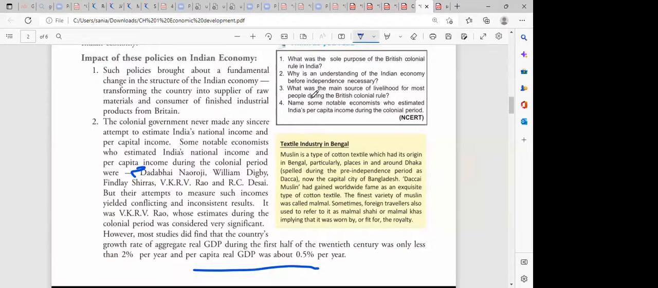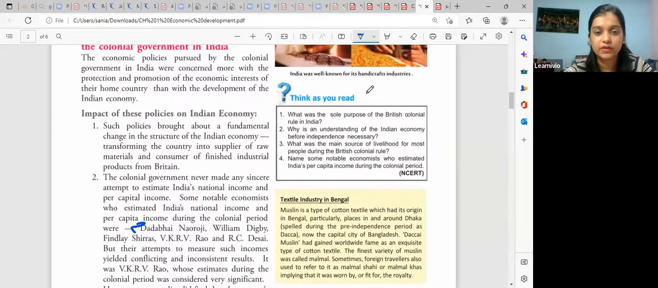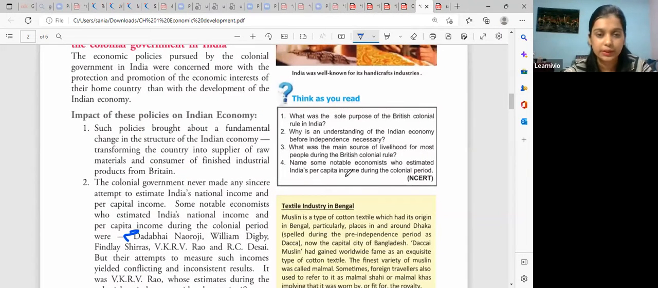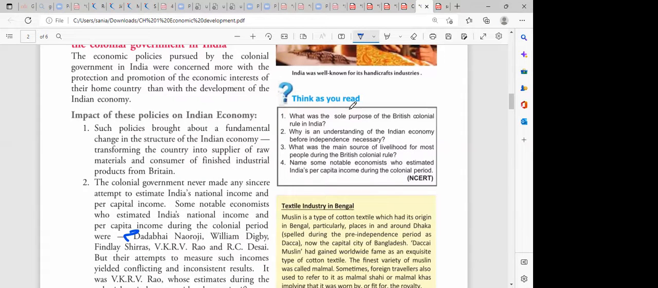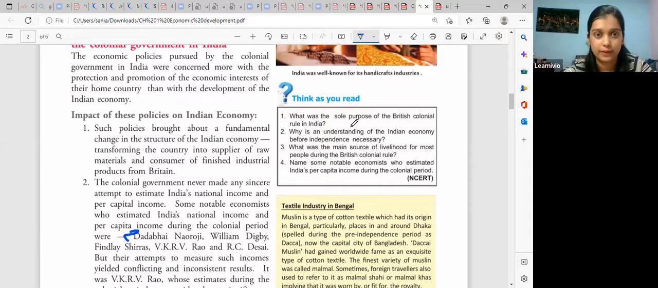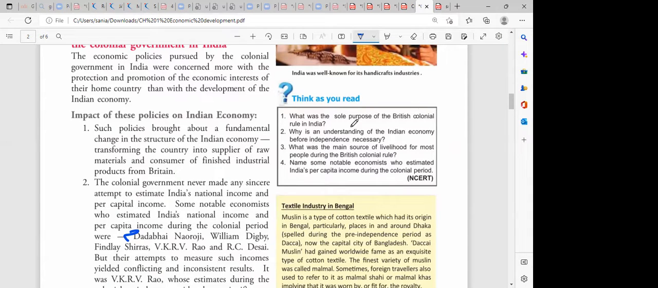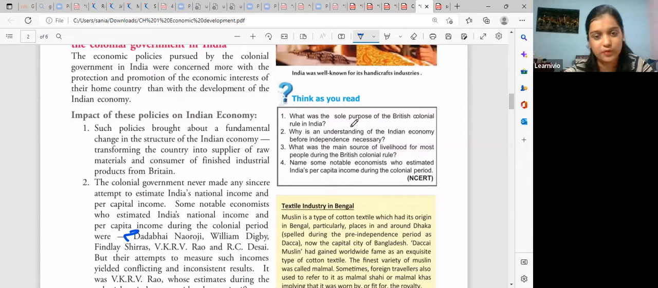Okay. So we have a few questions over here, which we'll be discussing, and you are going to write the answers to those questions. The first was, what was the sole purpose of British colonial rule in India? Can anyone tell me? You can use your notes. Sole purpose means the main motive of British colonial rule in India. They wanted to take things from India and bring them to their own country. Yes. So basically, their main motive was to protect and promote their country, and they wanted to take raw material from India and export finished goods to India.